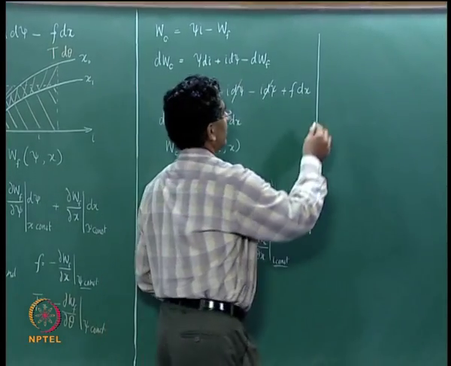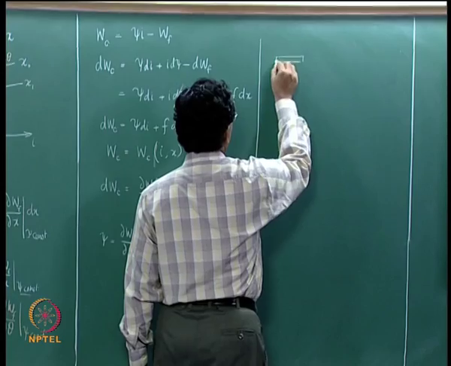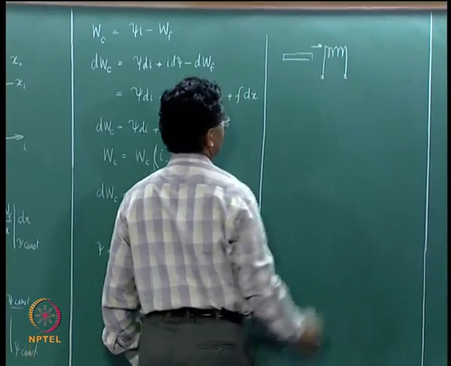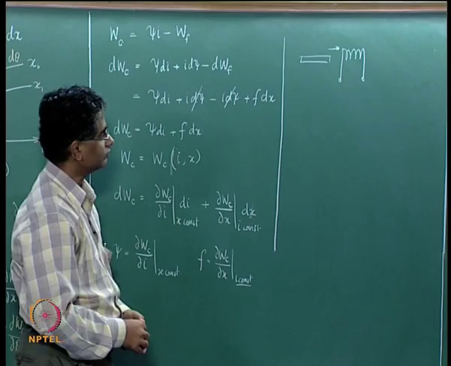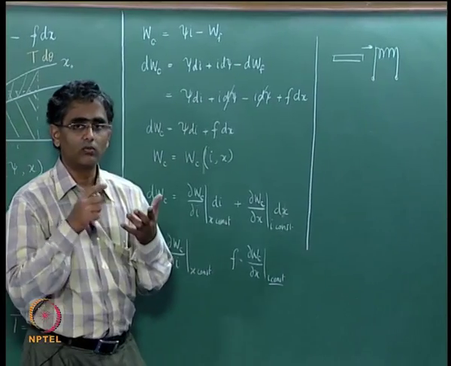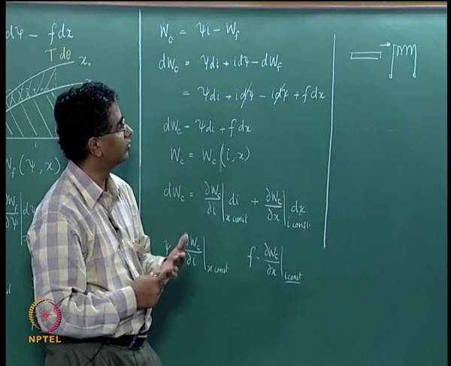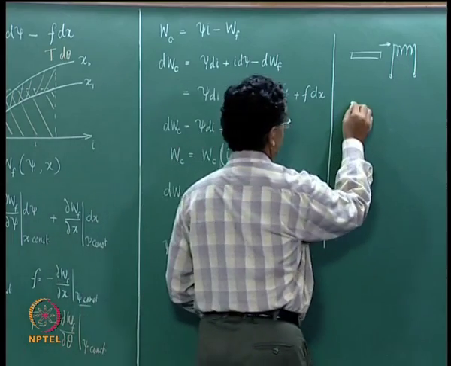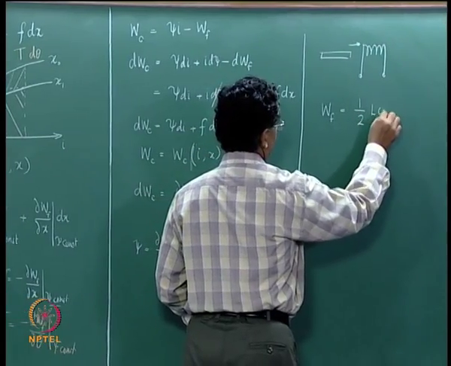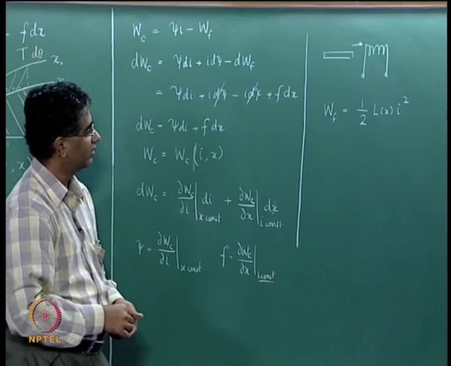For example, let us look at our linear system which we started in the beginning. You had a plunger and a coil. This was going to move inside if you excited, and we know that in this case, because there is only one excitation and this bar is going to move, therefore inductance will change with respect to the position x. We know that the field energy is given by half L as a function of x multiplied by I square. That is the expression for field energy.